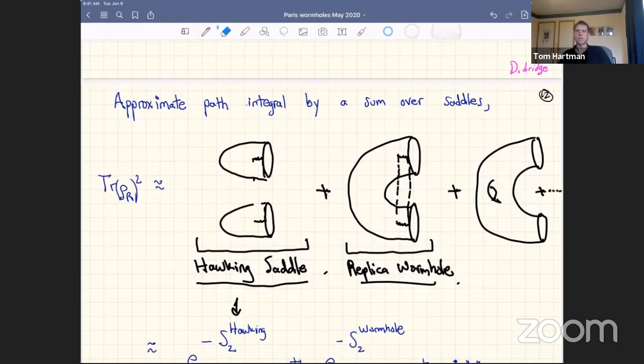I think Gibbons-Hawking does work for... Are you worried about matter contributions or just the gravitational contribution? I think Gibbons-Hawking for the gravitational contribution, Gibbons-Hawking still works for the rotating black hole if we use imaginary angular momentum.